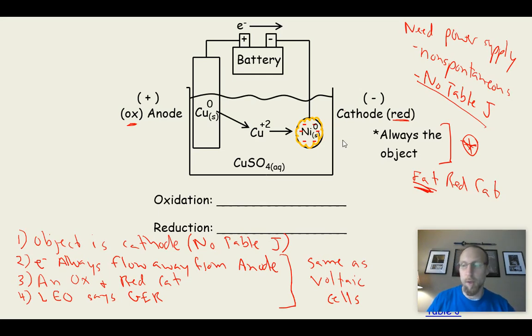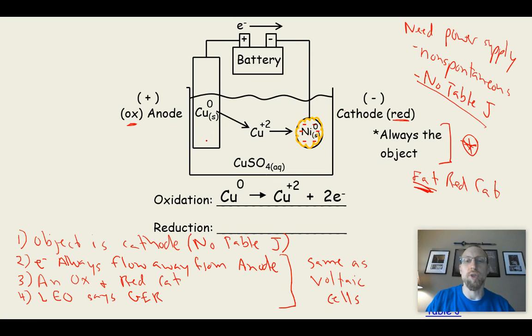That's simple. So next thing we want to do is look at the half reactions and who's oxidized, who's reduced. So who lost electrons? Copper, but specifically copper 0. So copper 0 lost electrons to become copper plus 2 ions and the 2 electrons that it lost.